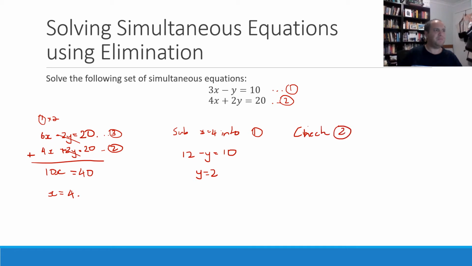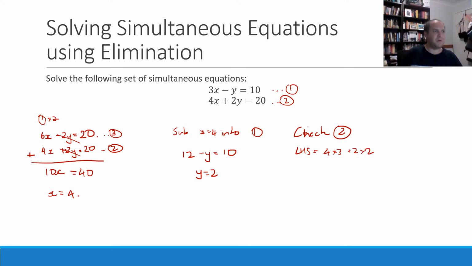using equation 2. So bearing in mind, if we used equation 1 to solve for our second variable, we need to use equation 2 to do our check. So doing our check, the left-hand side of our equation is going to be 4 times 3 plus 2 times 2.